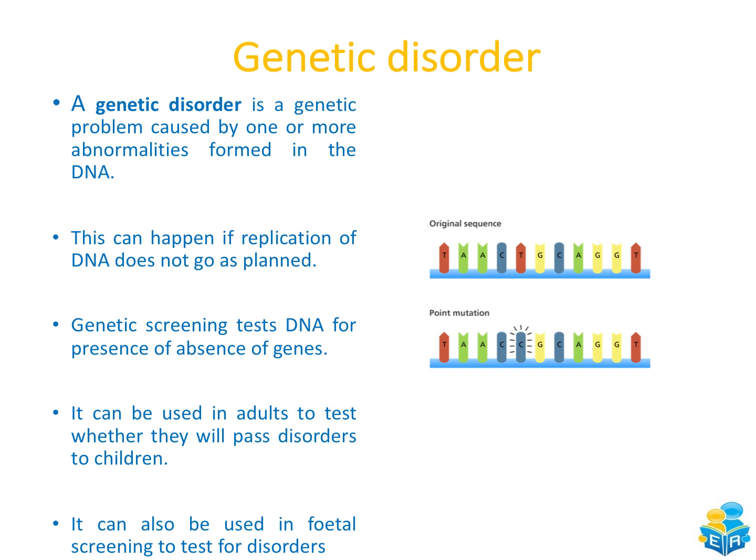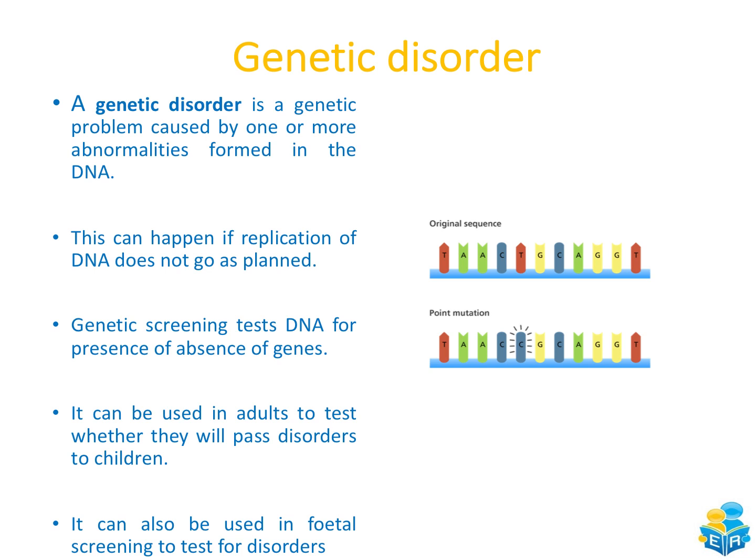Now, sometimes this can actually go wrong, and this can lead to a genetic disorder. So a genetic disorder is a genetic problem caused by 1 or more abnormalities that are found in the DNA. This can happen if replication of DNA does not go as planned. So for example, in this sequence over here, in the original sequence, we had a T. Down here, we actually ended up with a C. That's a point mutation because it's happening at 1 point. Okay, so a genetic disorder can happen because of something like that.